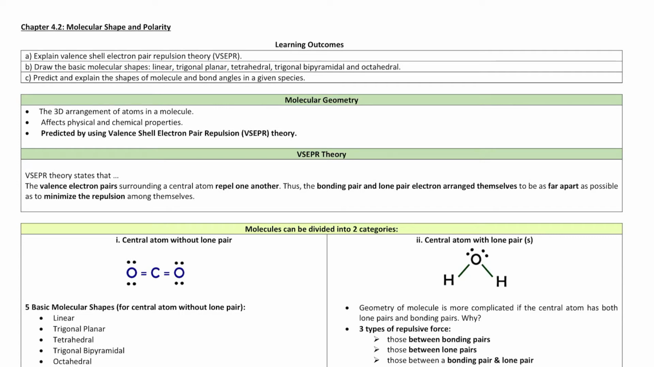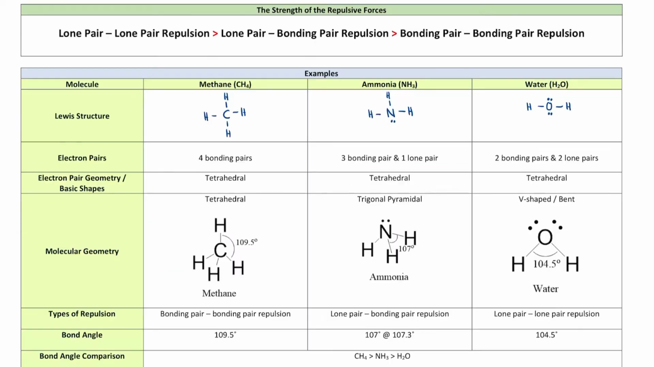Assalamualaikum and hi everyone. So in this video we are still in chapter 4.2, but I will explain VSEPR by using example. Okay, so that means you should be able to predict and explain the shape of molecule and bond angle in a given species.